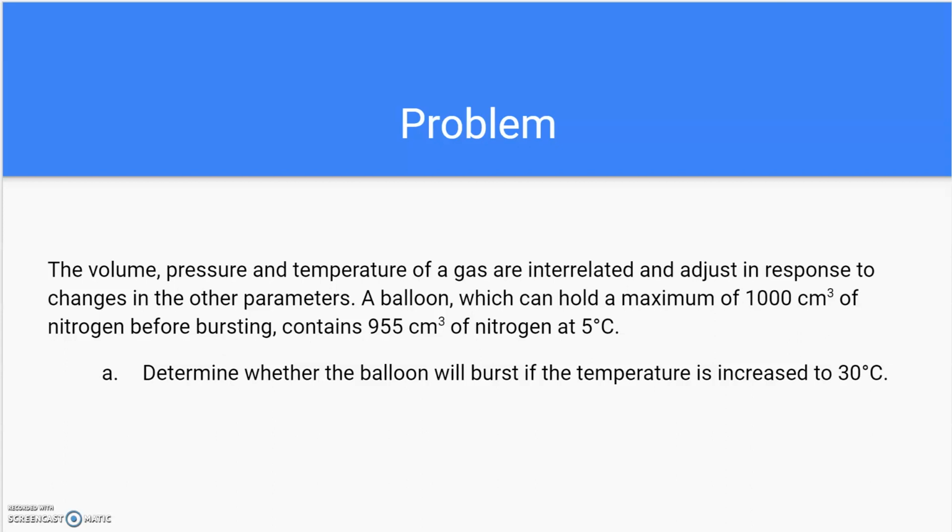The volume, pressure, and temperature of a gas are interrelated and adjust in response to changes in the other parameters. A balloon which can hold a maximum of 1000 centimeters cubed of nitrogen before bursting contains 955 centimeters cubed of nitrogen at 5 degrees Celsius. And we're asked to determine whether the balloon bursts or not if the temperature is increased to 30 degrees Celsius.